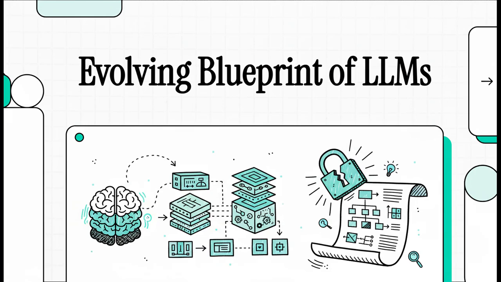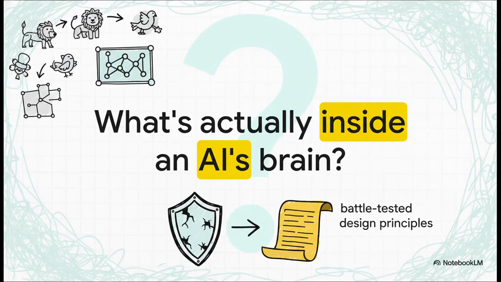Welcome to The Explainer. Today we're cracking open the architectural playbook for modern AI. We're going to look at the key design choices that have come to define what a state-of-the-art language model even is. So, you might be wondering, what's actually going on inside an AI's brain? Well, let me tell you, it is not magic. It's actually a set of really powerful, battle-tested design principles.